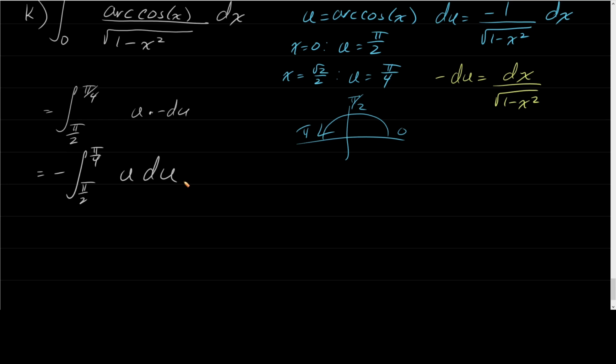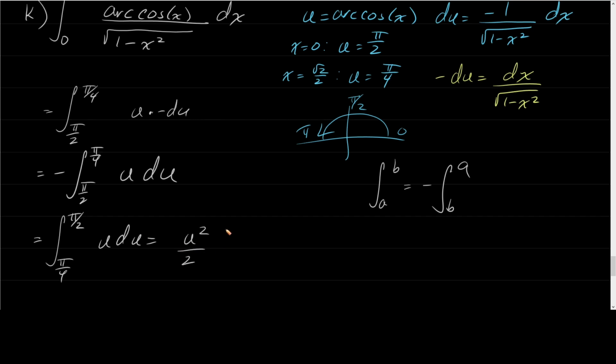But one thing we don't really like there is the way those bounds are written. We don't like those bounds like that because pi over 4 is smaller than pi over 2, and we like the small values on bottom. So recall that the integral from a to b is the negative integral from b to a. So right now I've got the negative integral already, so I'm just going to write it as the positive integral from pi over 4 to pi over 2 of u du, which gives us u squared over 2 evaluated from pi over 4 to pi over 2.